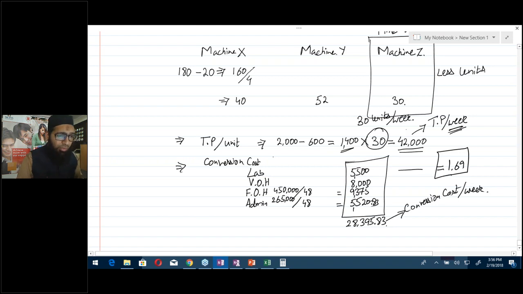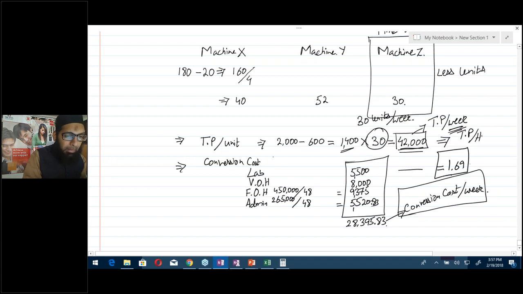The basic premise over here is that this throughput is per week and we have calculated the conversion cost per week. Now, the answer is 1.69. If we calculate the throughput per hour, then we should also calculate the conversion cost per hour. And we can do that, by the way. Do you want me to do that or not?